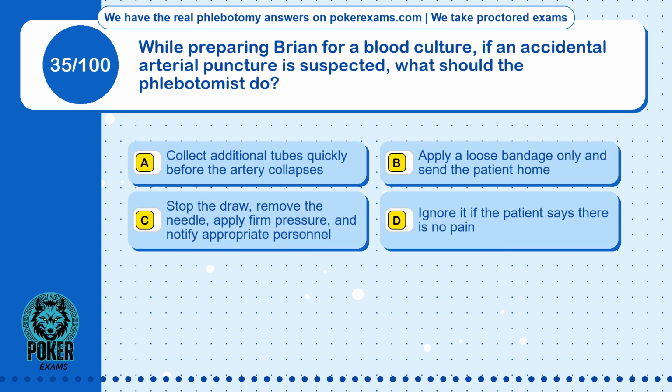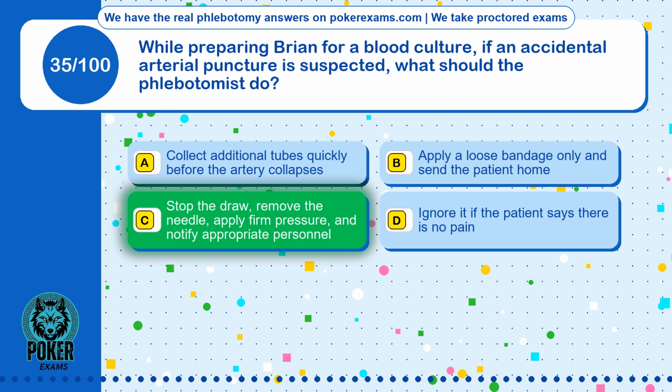Question 35. While preparing for a blood culture, if an accidental arterial puncture is suspected, what should the phlebotomist do? Option A. Collect additional tubes quickly before the artery collapses. Option B. Apply a loose bandage only and send the patient home. Option C. Stop the draw, remove the needle, apply firm pressure, and notify appropriate personnel. Option D. Ignore it if the patient says there is no pain.